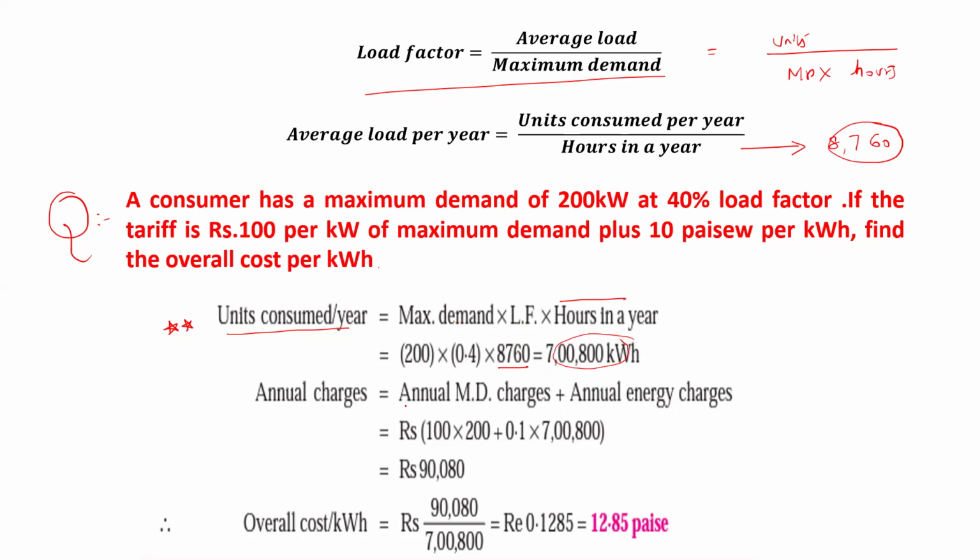Annual charges is equal to annual maximum demand charges plus annual energy charges. This one is the number of units consumed, which we know. Substitute here. The 10 paise per kilowatt hour they have indicated, so 0.1 into these units. Annual maximum demand charges is rupees 100 per kilowatt, so 100 into 200. We get the annual charges there. Then the last question is the overall cost per kilowatt hour. That is 90,000 divided by this number of units. It's approximately 12 paise. This one is a simple numerical. Just only one formula, you have to remember the load factor formula: average load by maximum demand. That's the only thing.